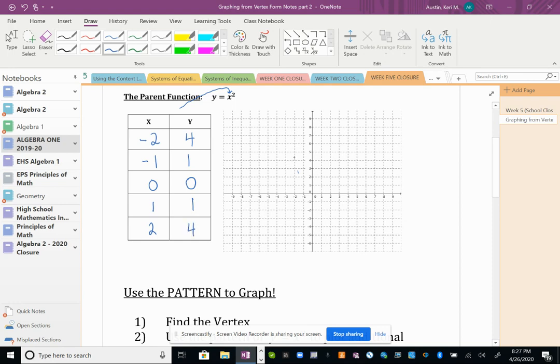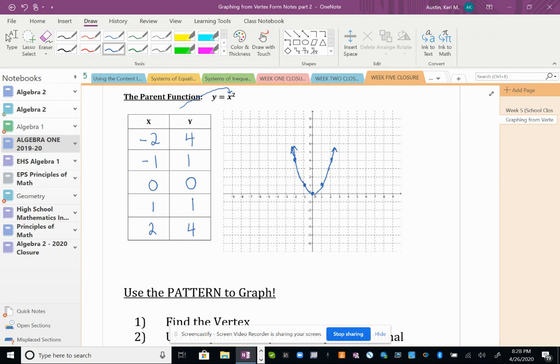Got -2, 4. -1, 1, 0, 0, 1, 1, 2, 4. Okay, kind of looks like a V, maybe a U. It is a fluid curve, and so sometimes a little hint I do to make it look like a nice curve is I go with dotted lines first, and then I go back and connect those. And I'm not the best with this computer pen either. Okay, so there's our graph of a quadratic.